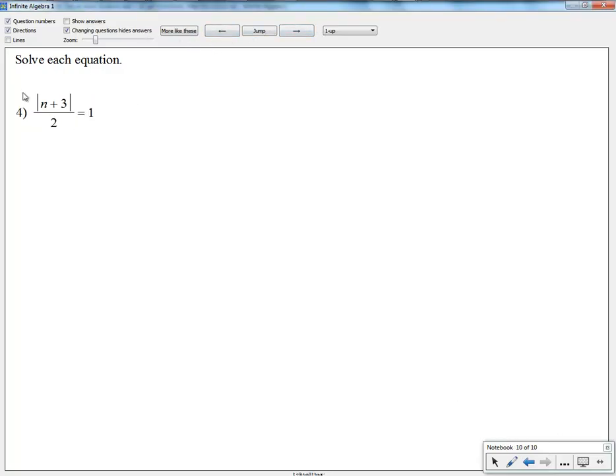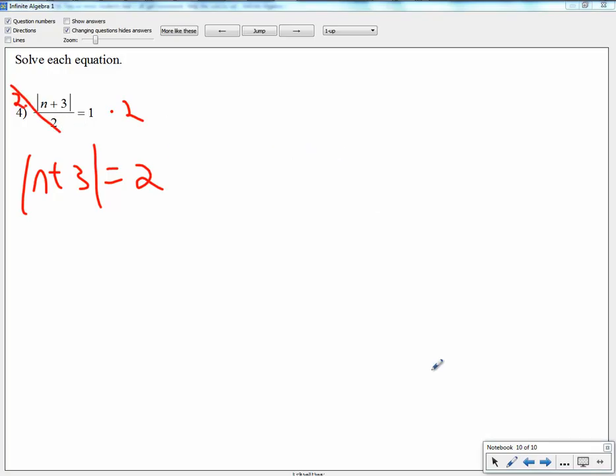Here the opposite is dividing by 2. The hater's dividing by 2, so we're going to multiply by 2. So we're going to get the absolute value of n plus 3 equals 2, when we multiply by 2, and this cancels out.